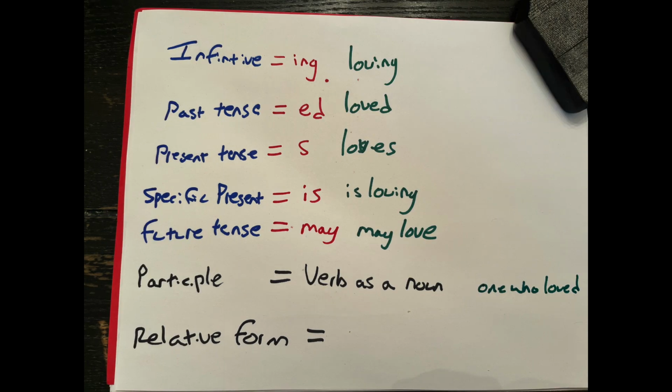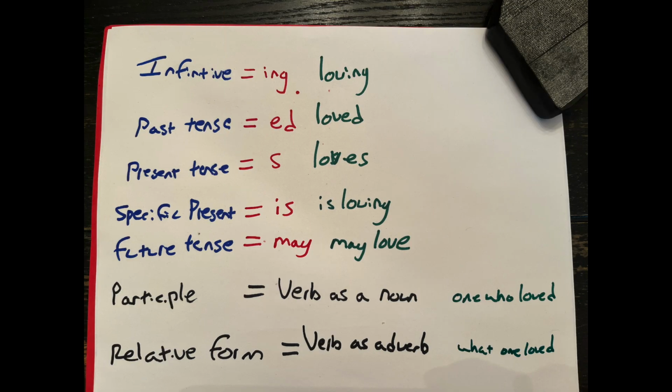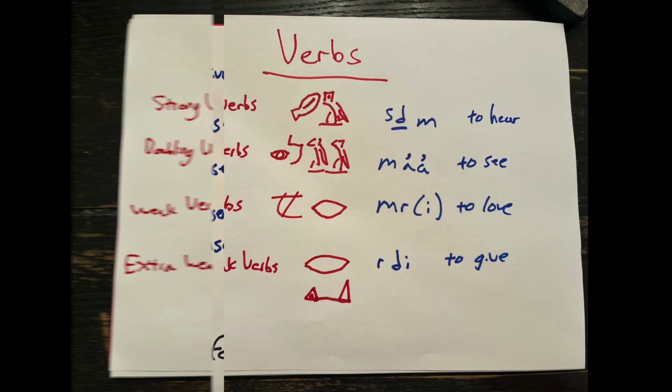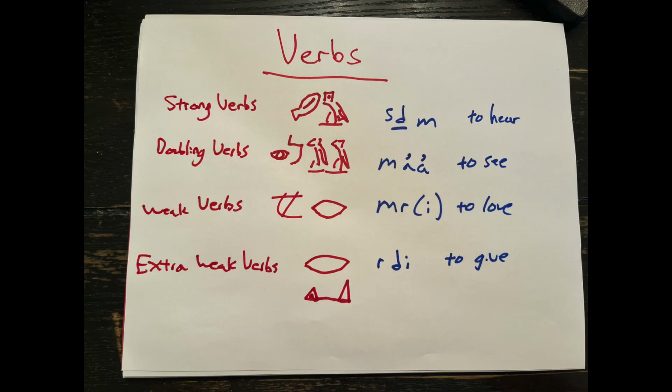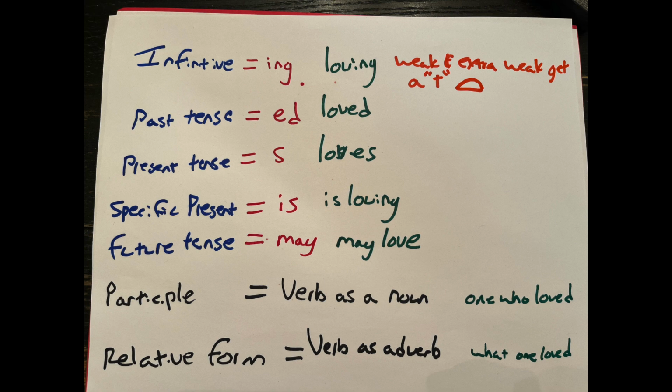So the participle is sort of like having a verb as a noun, like one who loved. And the relative form is like having a verb as an adverb, saying what someone loved. And these can be used in ancient Egyptian as verbs. We'll get to it. Not to worry. We're going to go slow. We're going to go over all the tenses and how to spot what tense a verb is in, because that's kind of the tricky thing.